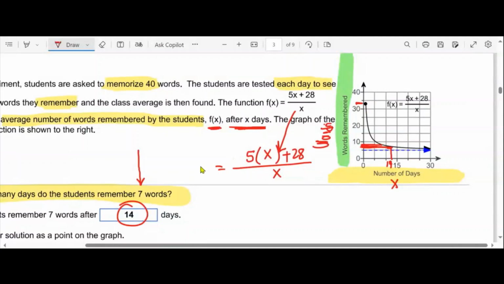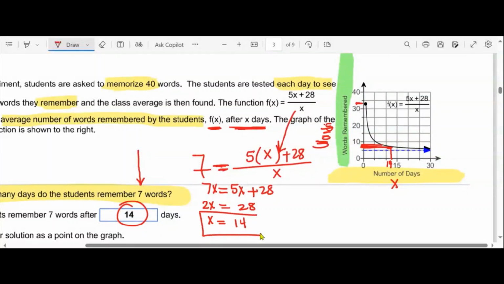Okay, so where should I put 7 words? Here, behind the equal sign. Now, doctor, the f of x, the first f of x, is the number of days, okay? And the number of days here in the graph is 14. So let's try this. I just do cross multiplication, right? Now, can I move the 5x to the other side? What are you going to get? Yes, and then divide.